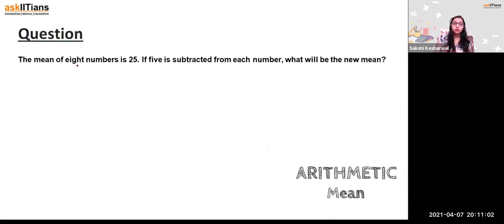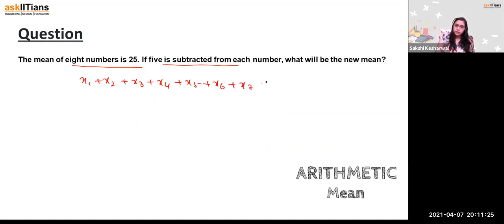It says that the mean of eight numbers is 25, and if 5 is subtracted from each number, then what is the new mean? I can say the answer is 20, because we have learned in the junior grades that for the arithmetic mean, x1 plus x2 plus x3 plus x4 plus x5 plus x6 plus x7 plus x8 divided by 8 is equal to 25, right?